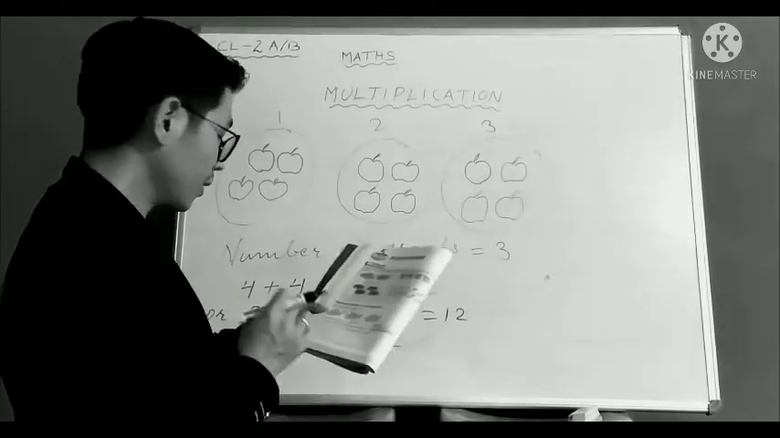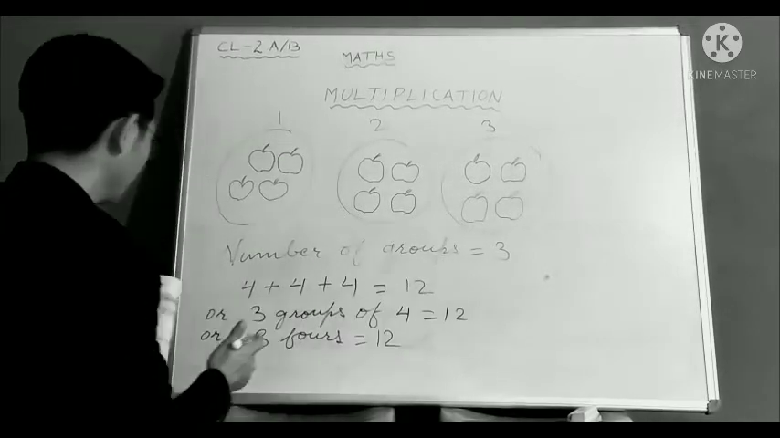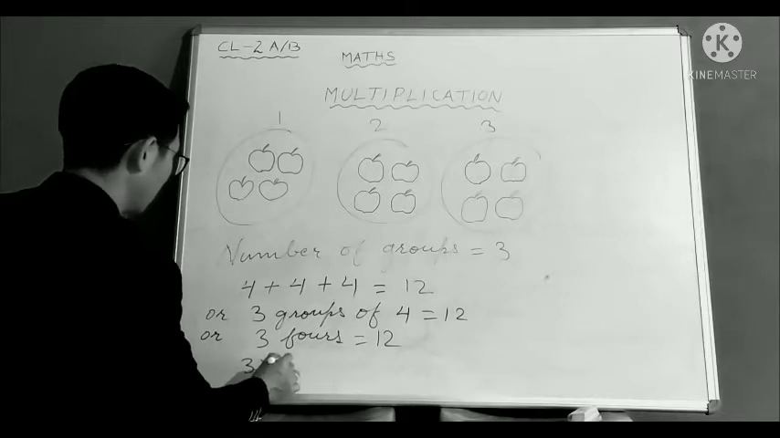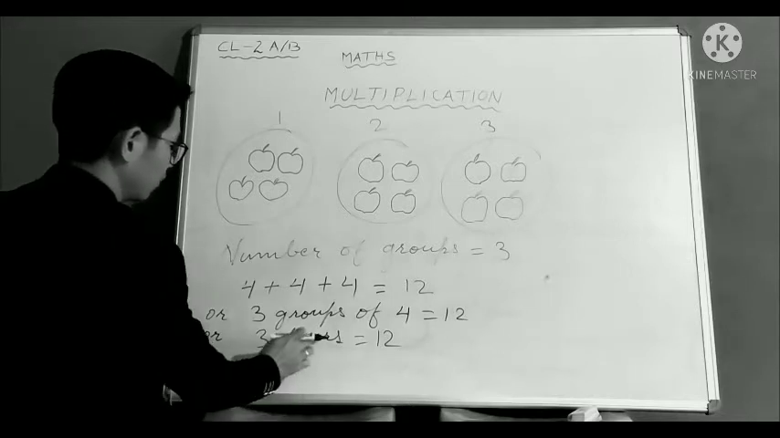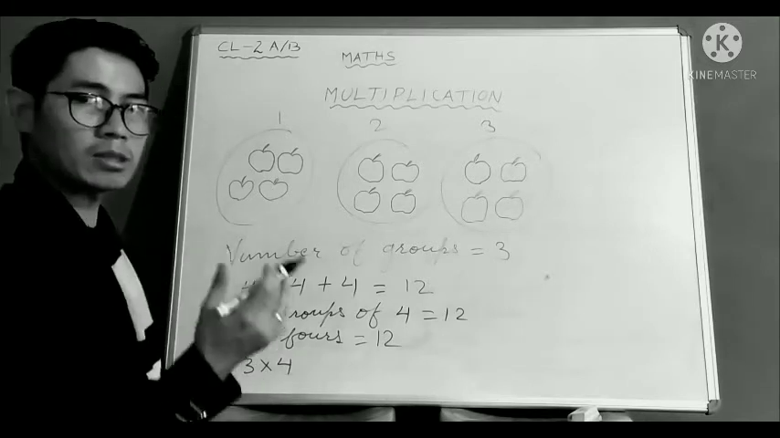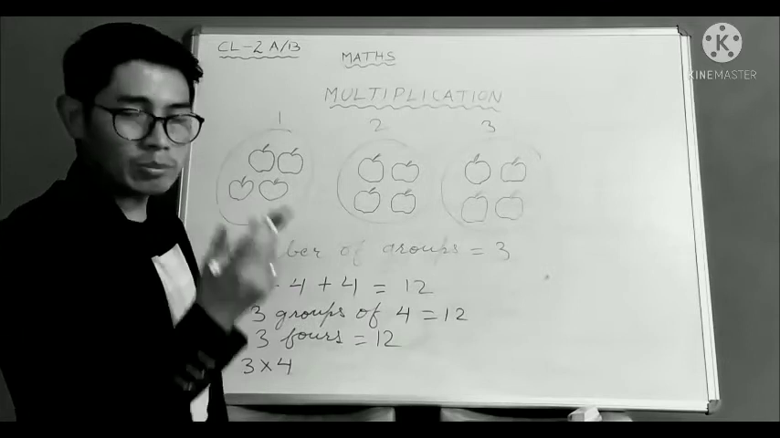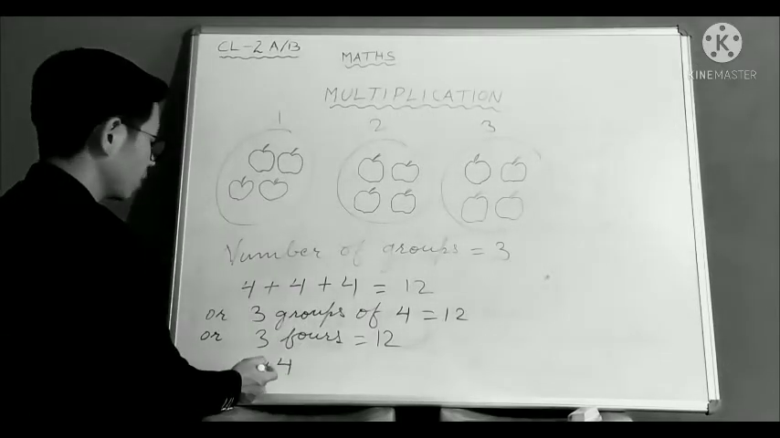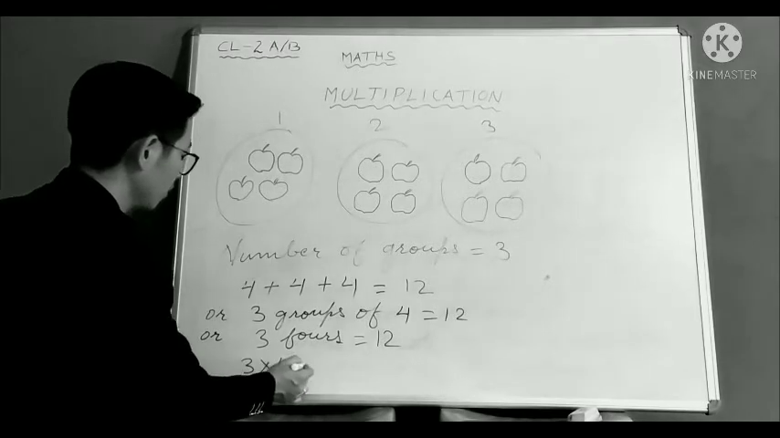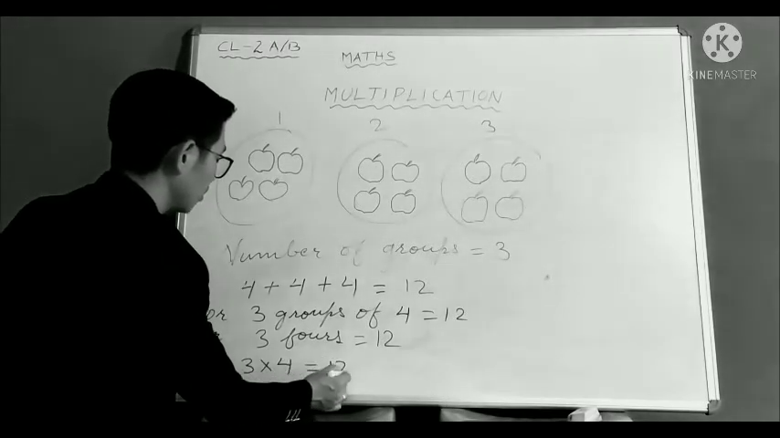Okay. Now next, this is written in a short way as 3 into 4. 3 fours. This is the multiplication sign. We have done with the addition sign. We have done with the subtraction sign. And this x is the multiplication sign. So 3 into 4 is your 12.